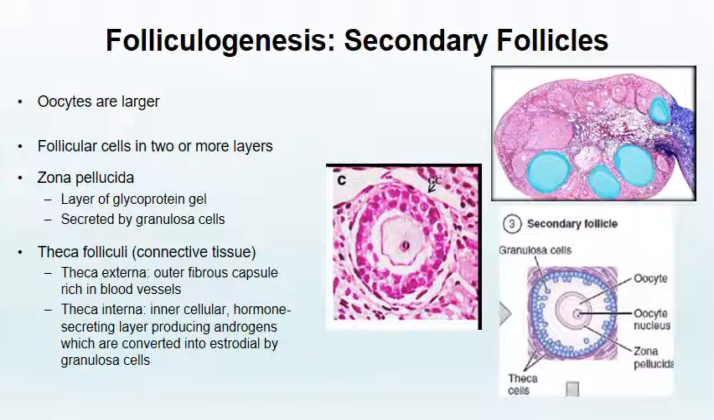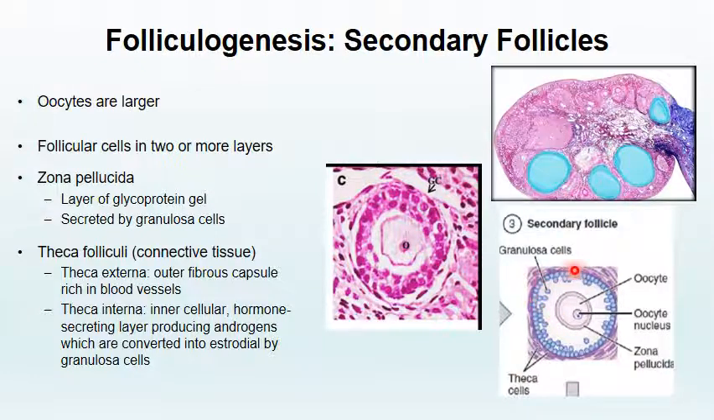As we move closer and closer to the point of ovulation, we're 170 days into the cycle now, we are going to become secondary follicles. And again, you can see, highlighted in blue here, much, much larger at this point. So the oocytes have gotten larger. They are going through those steps of meiosis. The follicular cells have increased the number of layers. They've gone from a simple squamous, we're now in 2 or more layers. So you can see here we have at least 2 layers of these cells stacked on top of each other.